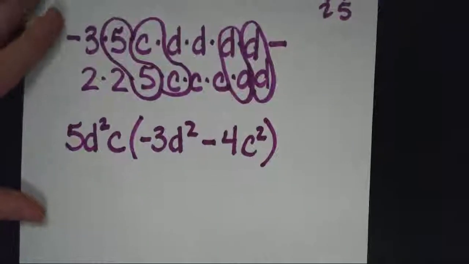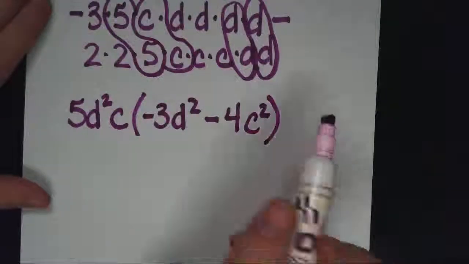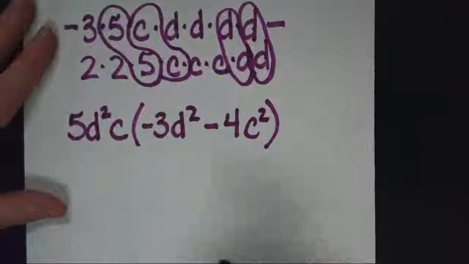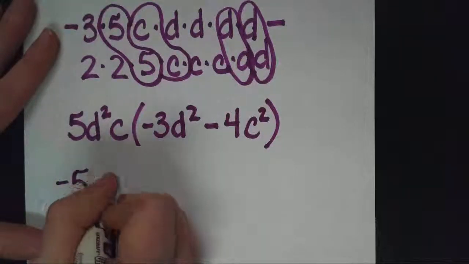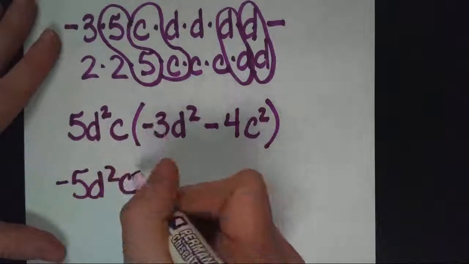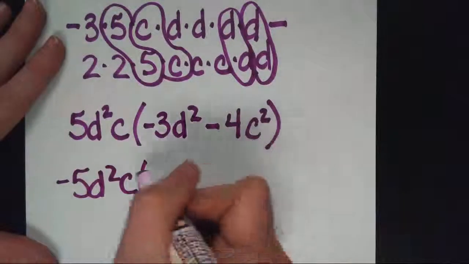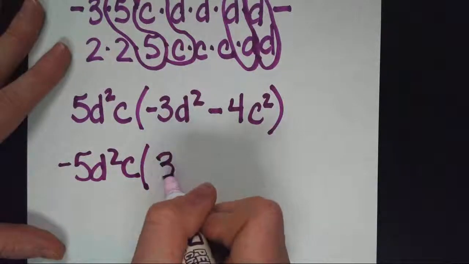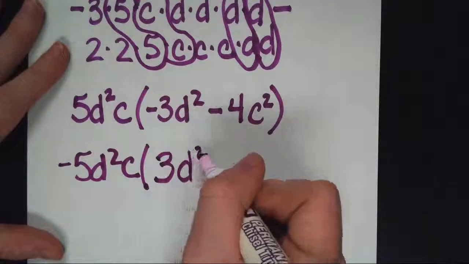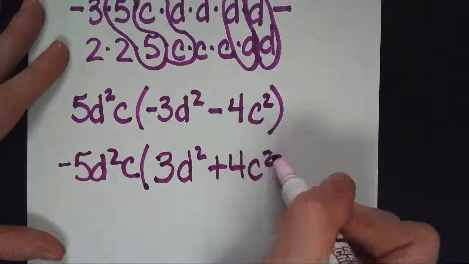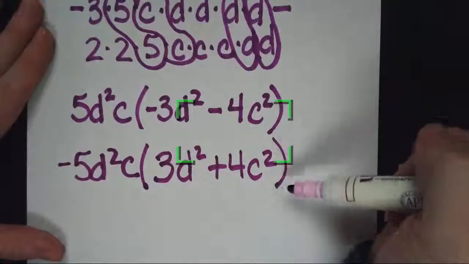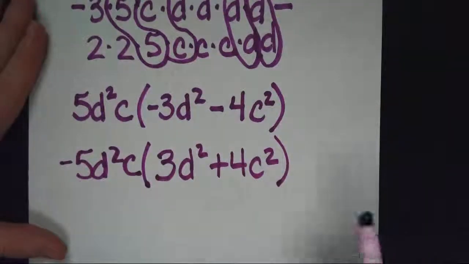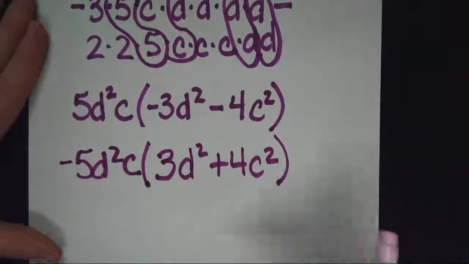Now another thing that I could have done here is to pull out a negative, because notice that my first term is negative, my second term is being subtracted, so I could have pulled out a -5d squared c. And if I had done that, factored out the negative out of each term, that would have made my terms inside into positive ones, so 3d squared plus 4c squared. Now, either of these answers are acceptable, so if you don't think to factor out the negative, that's okay, but it's also possible.